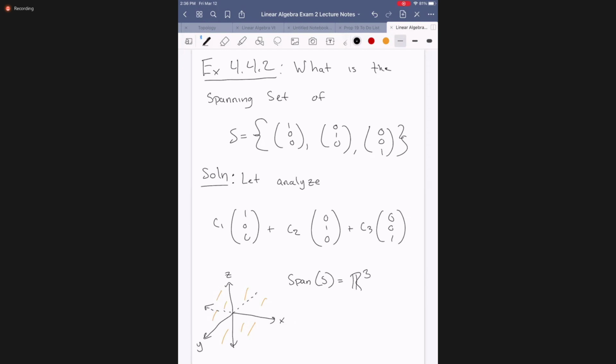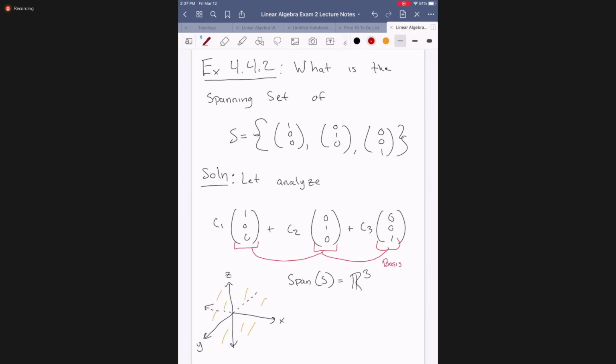Now it's important to note that this S spans all of R3, and this is how you can write it as well. I just want to note that these vectors I chose, we'll talk about them later, are what you call the basis.